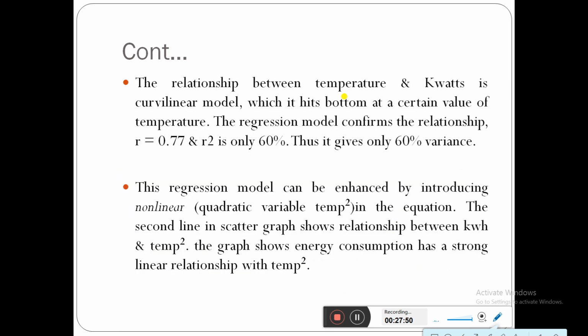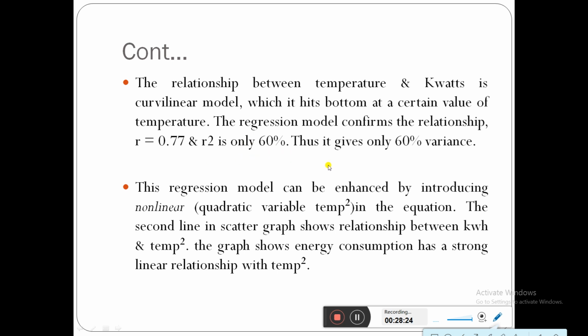First we will find the R, the relationship between the temperature and the kilowatts, that is the energy consumption. By seeing the graph, we can tell that it is a curvilinear model, which hits bottom at certain temperature values. We have to find the regression model. The relationship is 0.77 and the R square is only 70%.